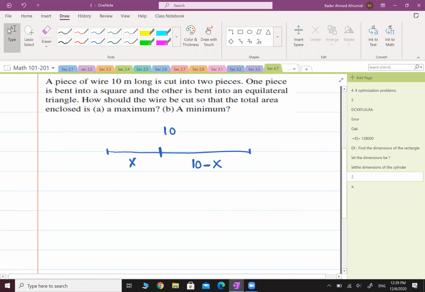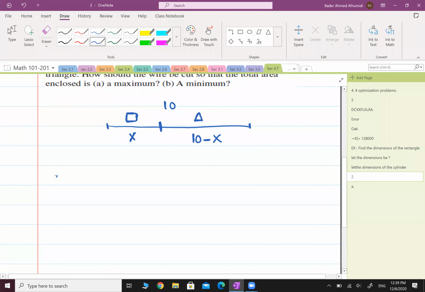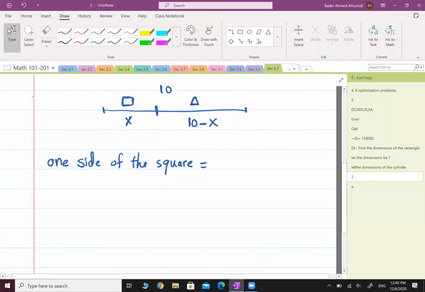Okay, for simplicity, I will draw here a square. You know now that this x represents the perimeter of the square, and I will draw here an equilateral triangle to indicate that 10 minus x represents the perimeter of the triangle. x here represents the perimeter of the square. One side of the square equals what? 1/4 x, x over 4. If the perimeter is x, then one side equals x over 4. Okay? This is one. Now one side of the triangle.